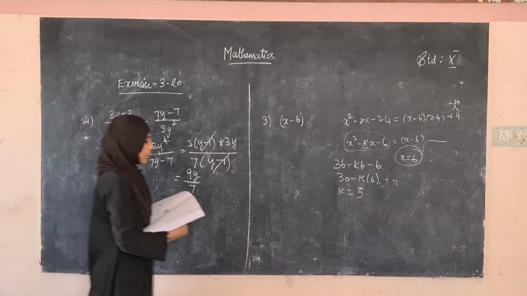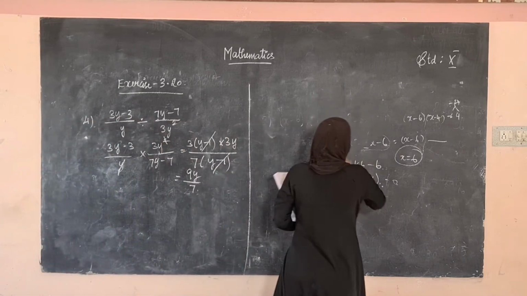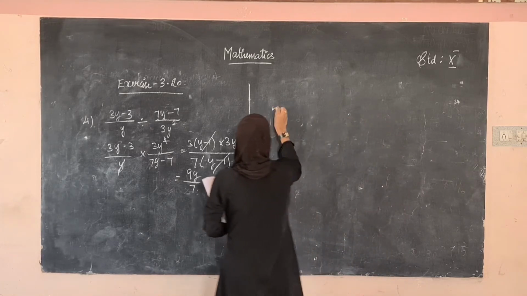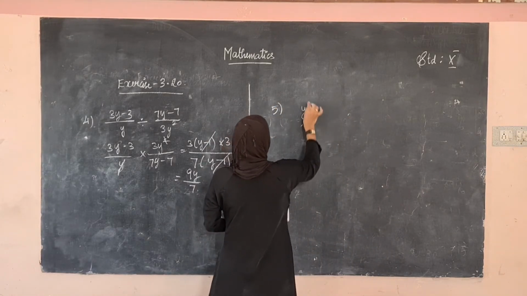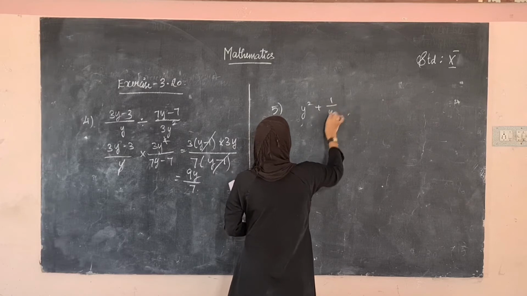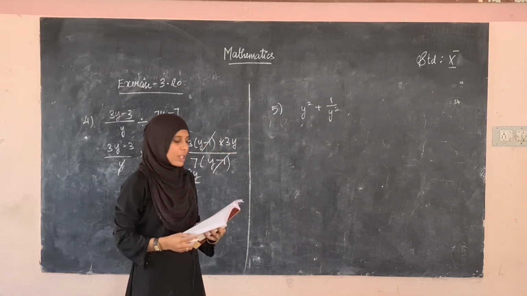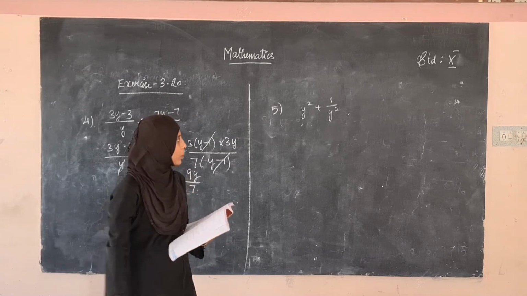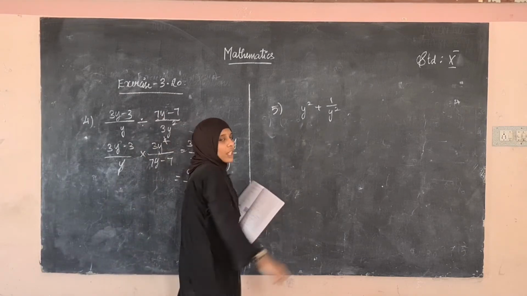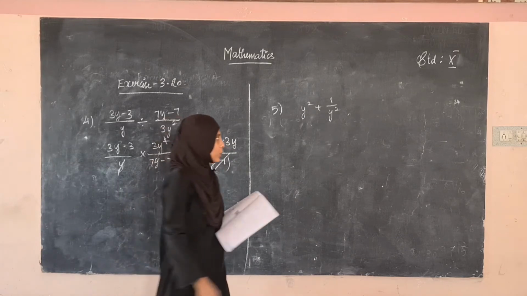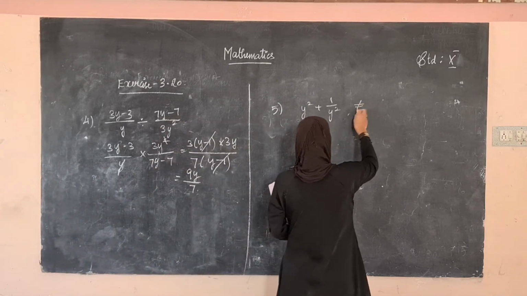Now the fifth sum. So what's the first sum they have given? y square plus 1 by y square is not equal to the given option. See, the first option is y power 4 plus 1 divided by y power 4. When we take the LCM, we get y power 4 plus 1 divided by y square. So it is not equal to this one, right?